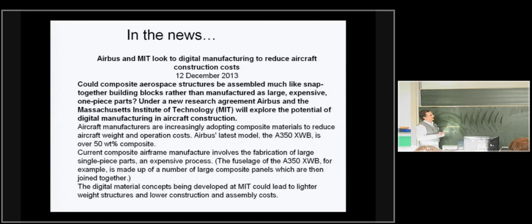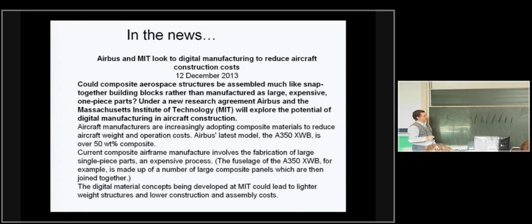Airbus and MIT looked to digital manufacturing to reduce aircraft construction costs. That's great. Could composite aerospace structures be assembled much like snap-together building blocks? You know, it's my son's paradise. I mean, Legos. Rather than manufactured as large, expensive one-piece parts. Now, we will revisit what it says here, large, expensive one-piece parts, in a little bit.